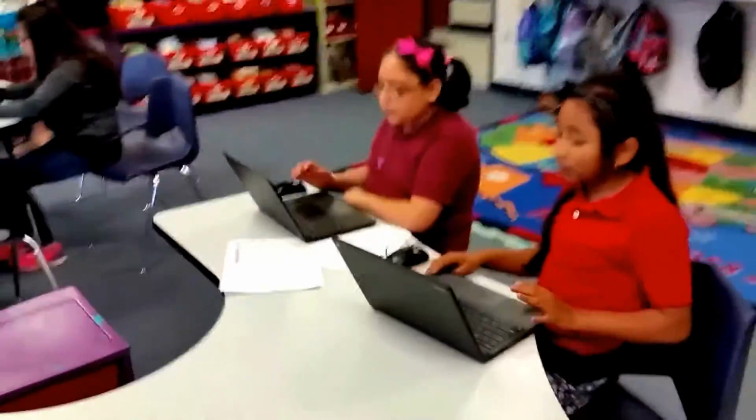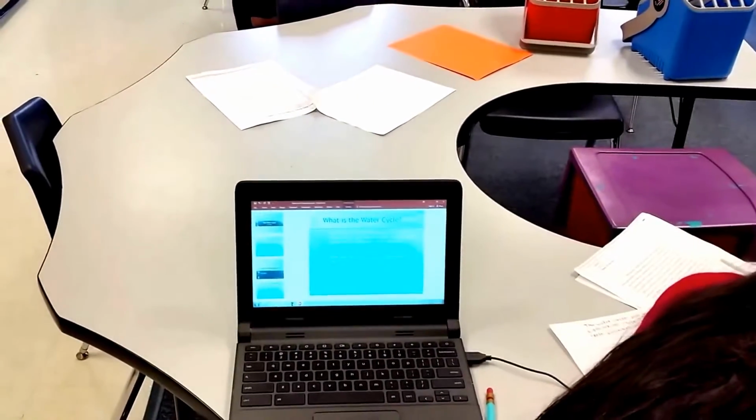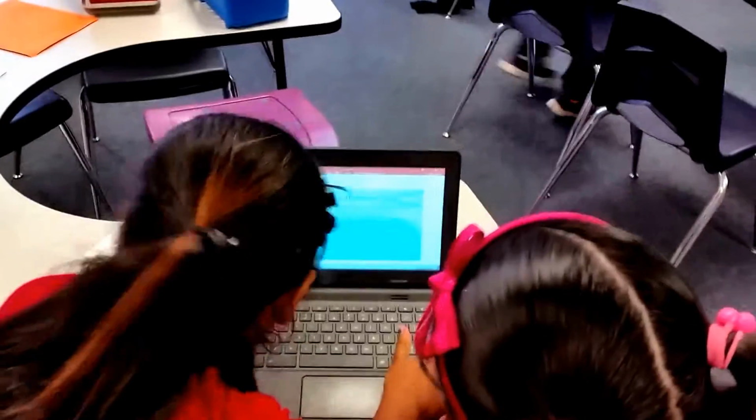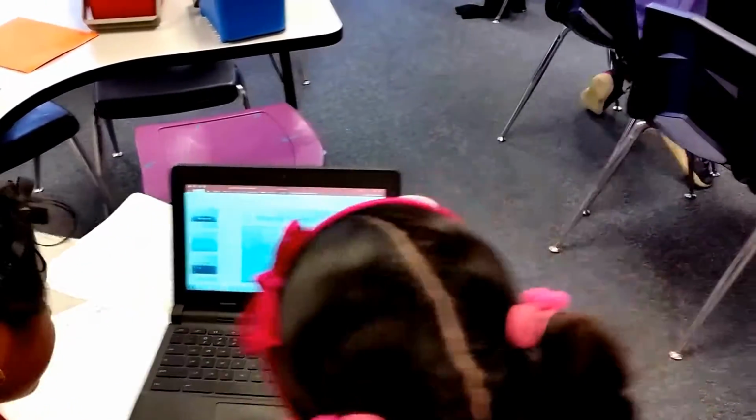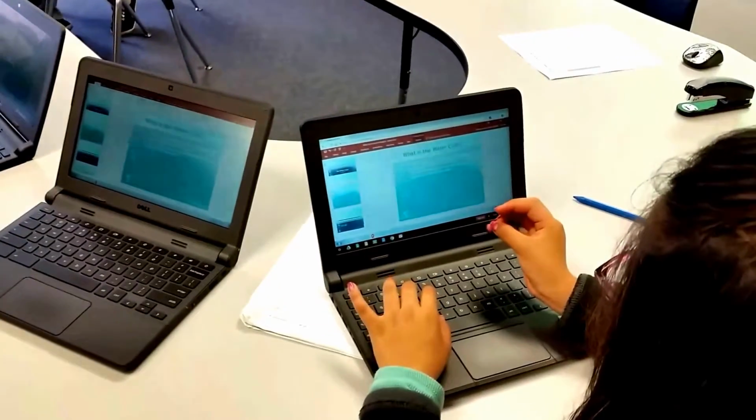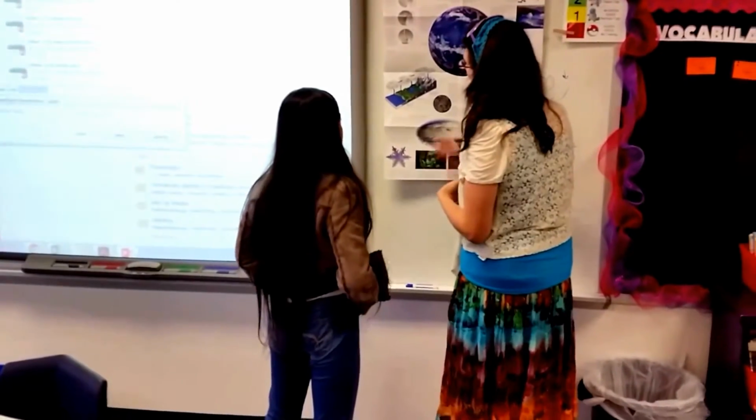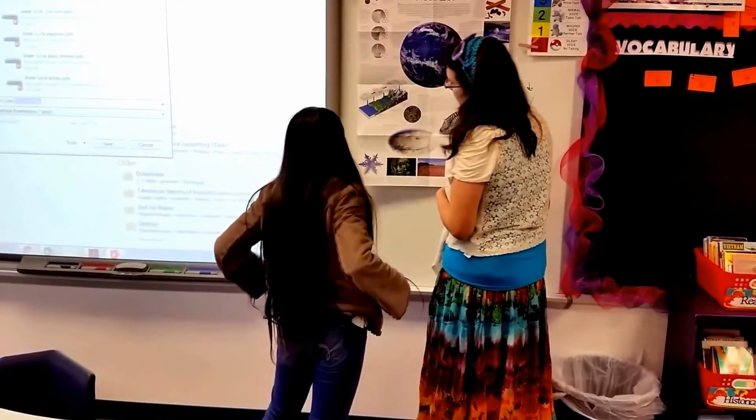Ahora vamos a poner the water cycle is important. Okay, pause. One thing we know about the water cycle is that... ahí está, y ponle aquí here. Y the water cycle is important for... so everything is changing all the time. Keep going.